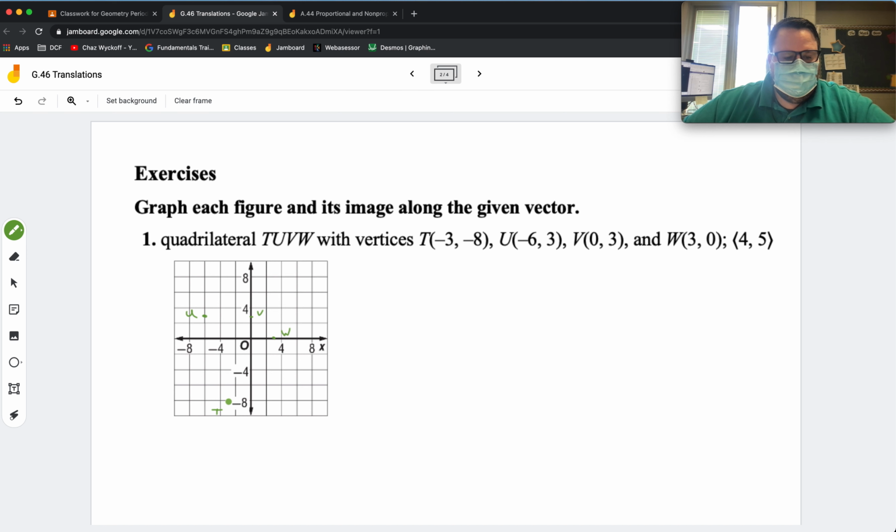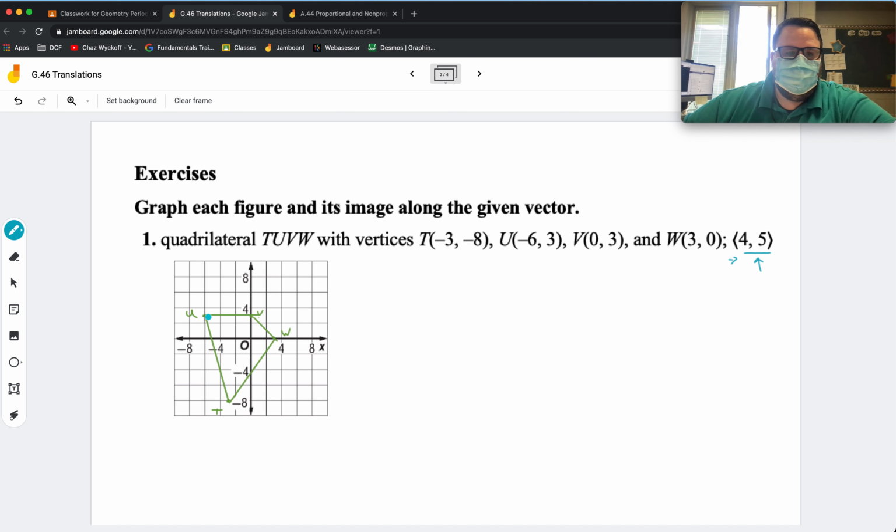I'm going to connect the dots in the order of the letters. So T goes to U. Oops, that didn't look good. U goes to V, V goes to W, and W goes to T. And now notice our vector is (4, 5). That means right 4, up 5.